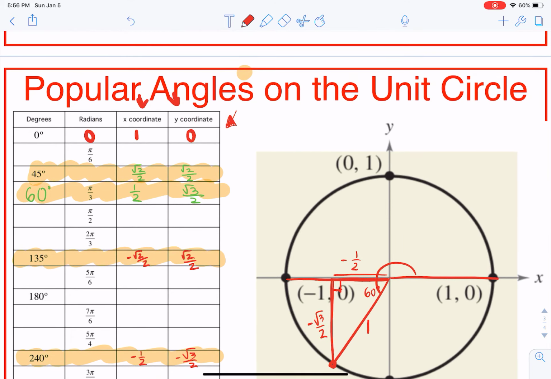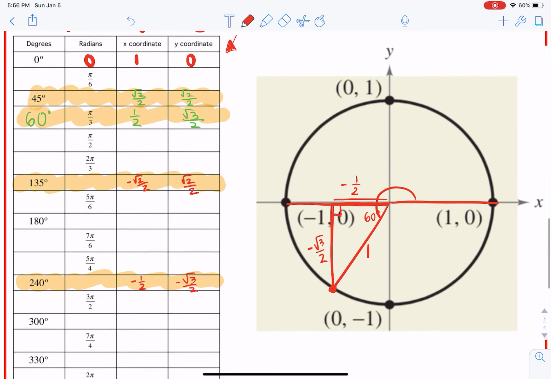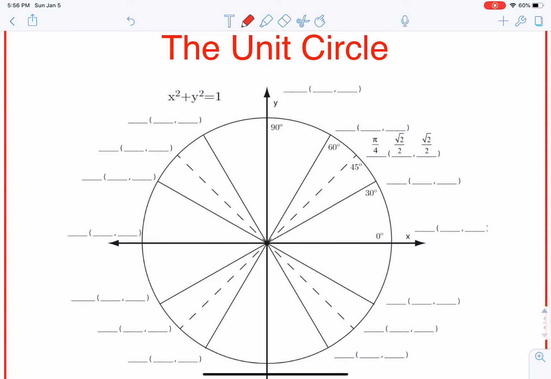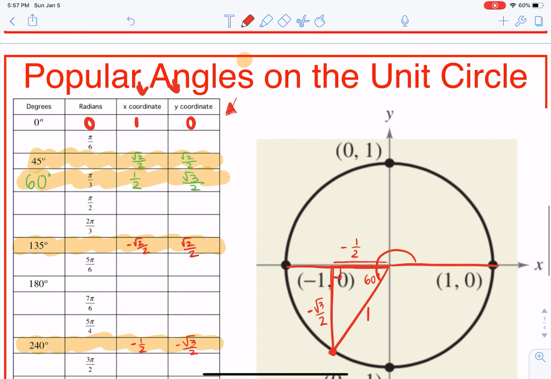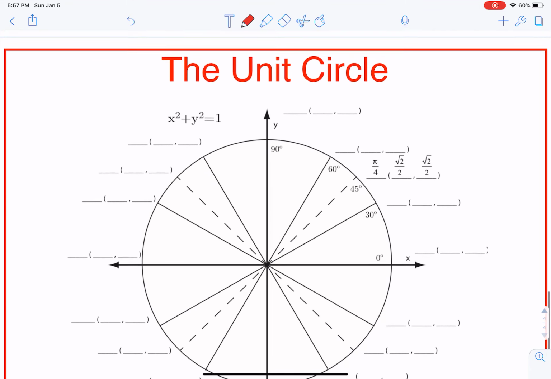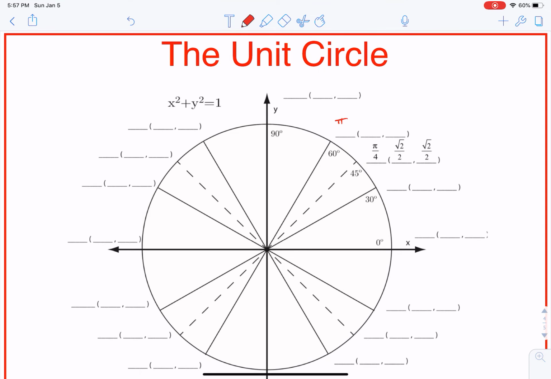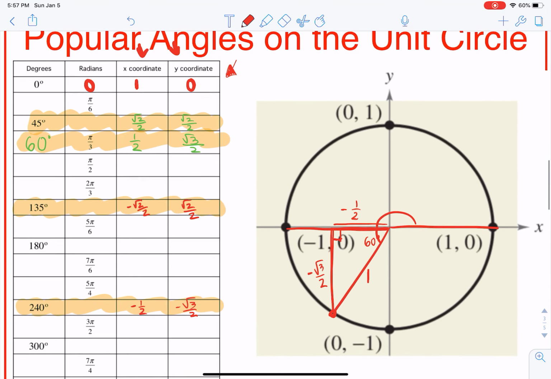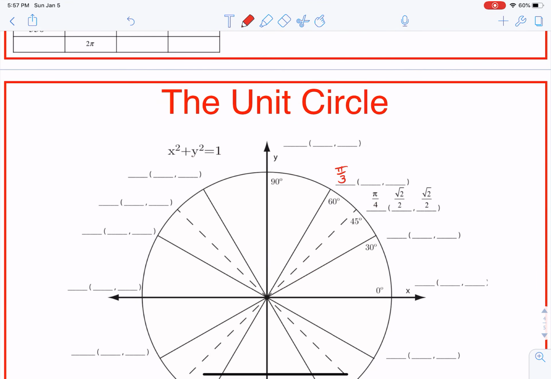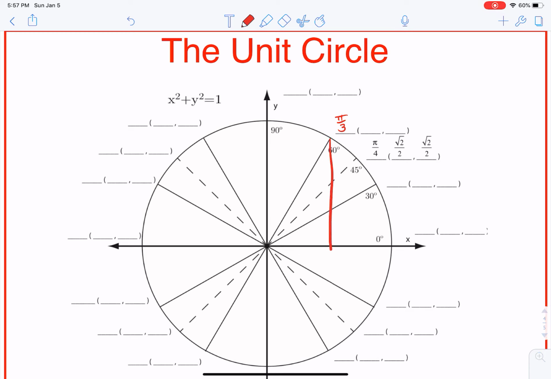So when you finish filling in this table for the popular coordinates, you can complete what we would call the unit circle. And this is what the unit circle would really look like here. So we filled in my 60 degrees, which is right here. And I know that 60 degrees is pi over 3 radians. And if I come up here and take a look, my x-coordinate was 1/2. So if I drop this down here, knowing that this is 60 degrees, I had an x-coordinate of 1/2 and a y-coordinate of the square root of 3/2.